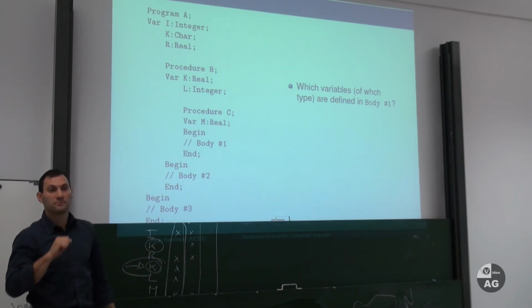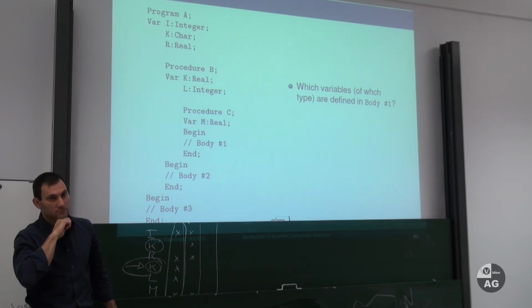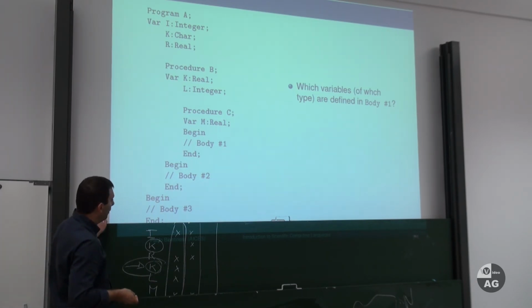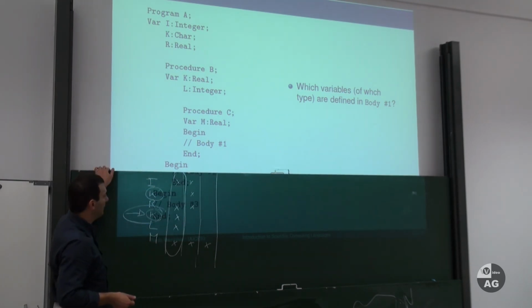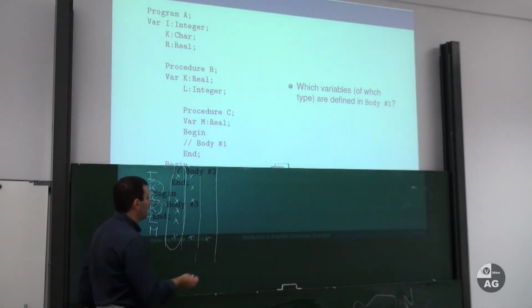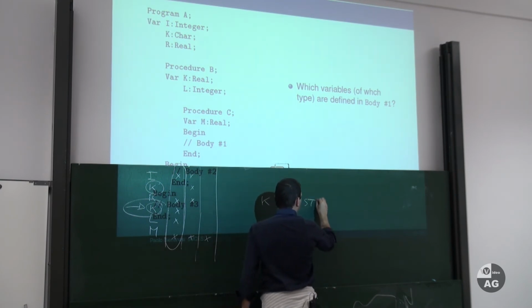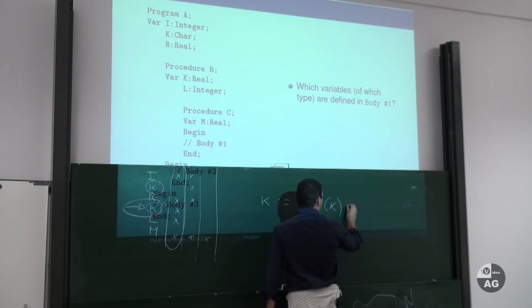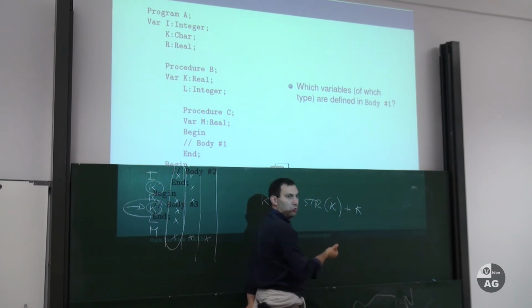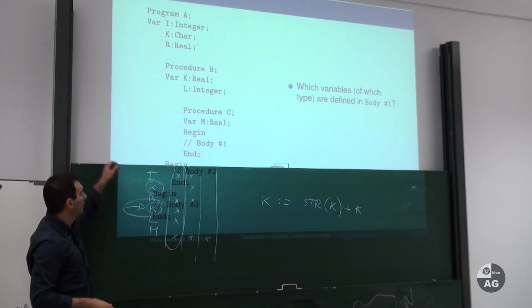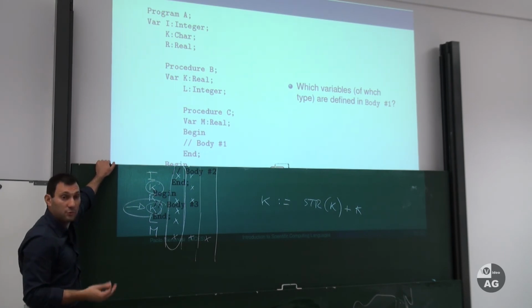Yeah? Wouldn't there be a compiler who's smart enough to differentiate between those two cases because they are different? Again, it's not a matter of a compiler. At that point, if you can use both of them, and you write something like k equal string of k plus k, do you know what you're doing? So a compiler, I guess in principle it could, but yeah.